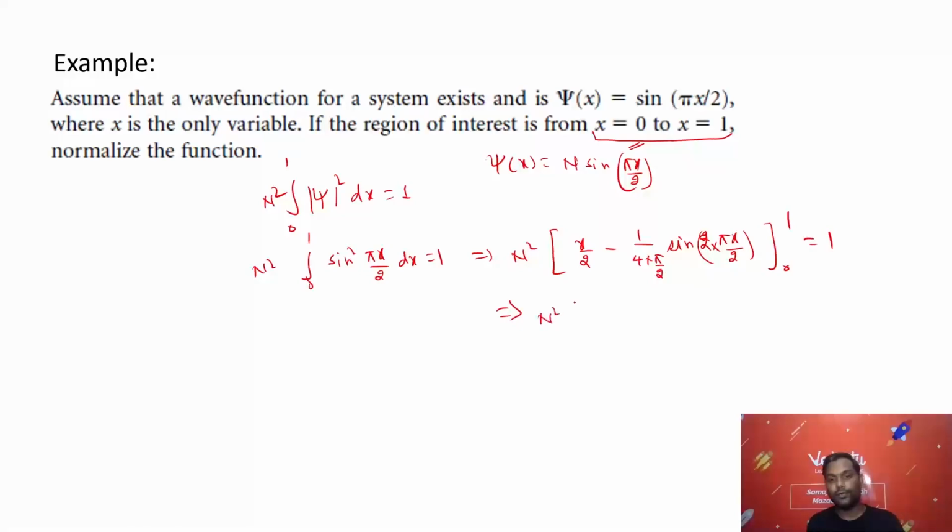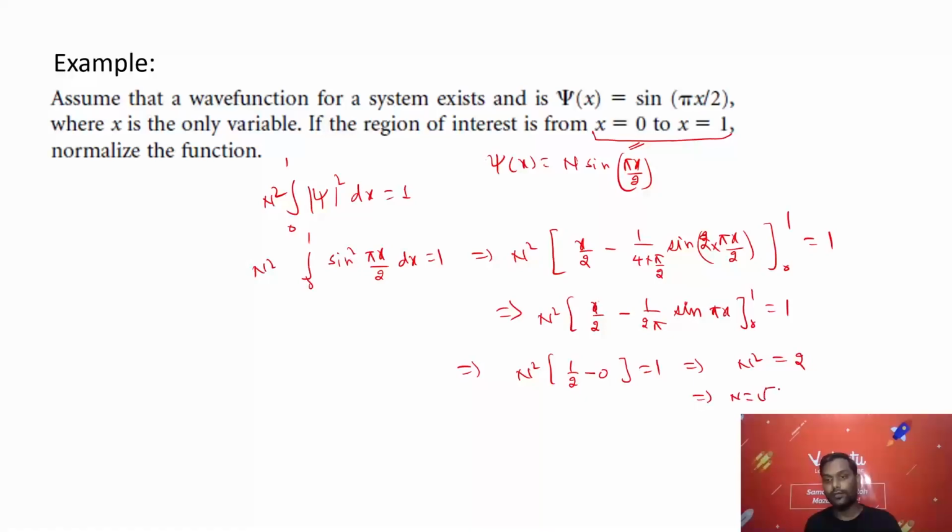This should be N square, x by 2 minus 1 upon 2 pi sin(pi x), from 0 to 1, should be equal to 1. This implies N square, putting the limits, it is 1 upon 2 minus sin(pi), which would be 0, so this is 0, and when you put the lower limit, this is 0 and sin 0 is again 0. So N square should be equal to 2. This implies N should be root 2.